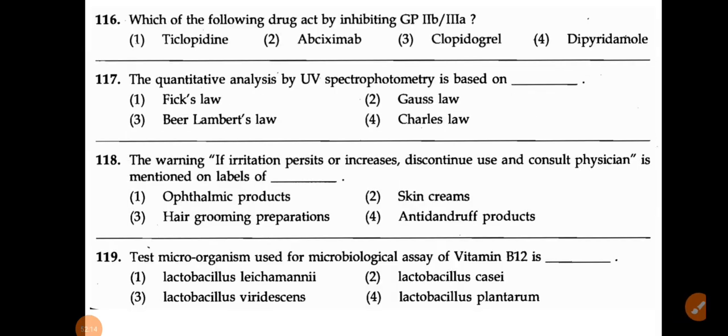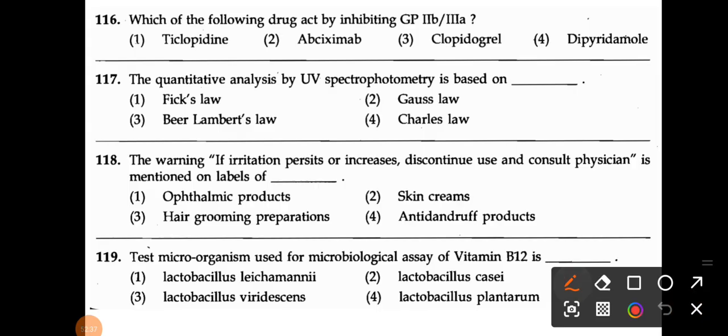Next one, 116: which one of the following drugs acts by inhibiting GP2B3A, right? What is GP2B3A? That is the glycoprotein. And what is the antagonist of glycoprotein 2B3A? Options are ticlopidine, abciximab, clopidogrel and dipyridamole. So the correct answer is abciximab, right? Abciximab is nothing but a GP2B3A antagonist.